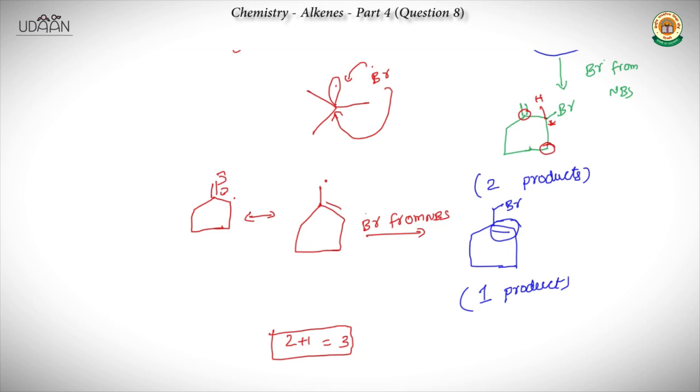Okay, so students, as we said, you have to be very careful about drawing out all the structures and being able to understand all the ones that NBS is going to react with. Yes, it would have been very easy to make a mistake and just put the number as 2. Yeah, and which is why, as we said, be careful about the resonating structures that are formed and adequately solve the problem based on that. So let's move on to the next question.